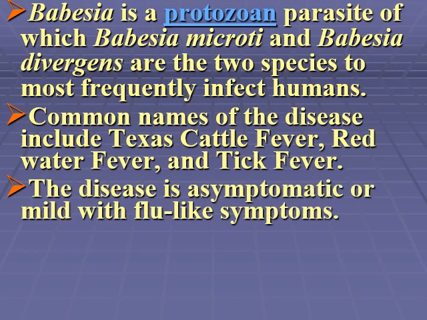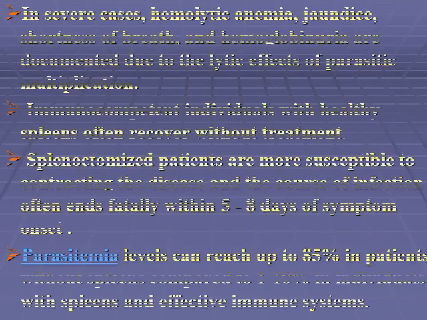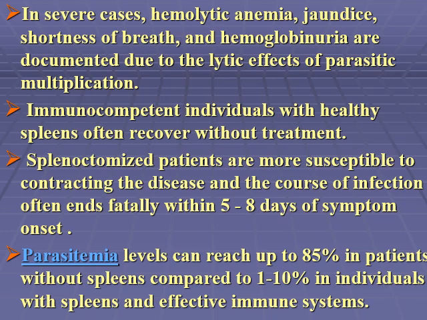The disease is asymptomatic or mild with flu-like symptoms. In cases of symptomatic infection, symptoms are characterized by irregular fevers, chills, headaches, general lethargy, pain, and malaise. In severe cases, hemolytic anemia, jaundice, shortness of breath, and hemoglobinuria are documented due to the lytic effect of parasitic multiplication.